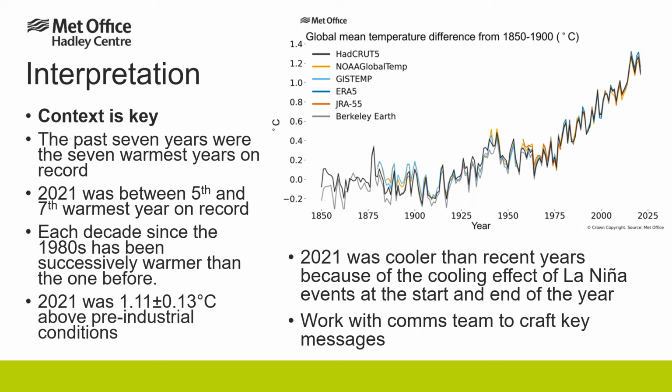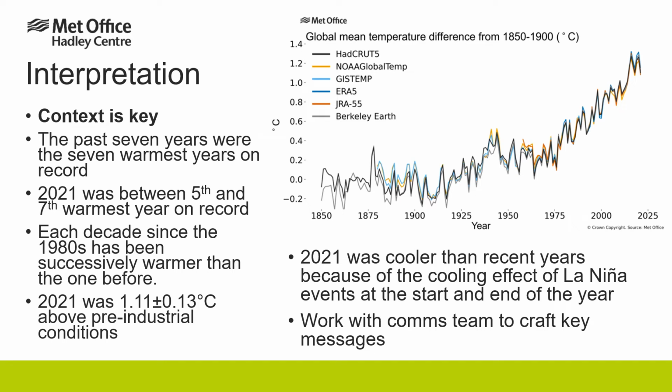So, for example, we said that the past 7 years were the 7 warmest years on record. Now, this is true for all of the data sets we assessed. So it takes into account the uncertainty. It also tells us that the recent past has been exceptionally warm in terms of the long-term record. You can see this at a glance from the time series, but that's a summary in words. We can also say specifically that 2021 was between the 5th and 7th warmest year on record. So if we look at individual data sets, they all lie within that range.